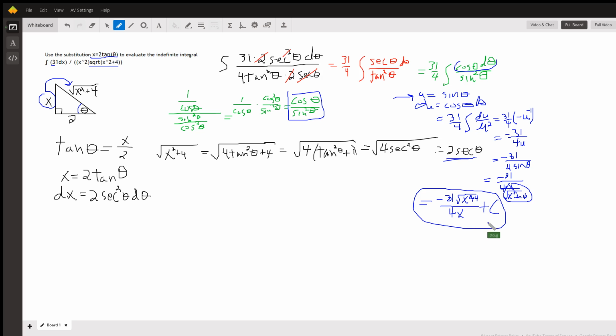And then finally, don't forget the constant of integration. Now, if we took the derivative of this using the quotient rule, we would get this right here. So this is indeed an antiderivative of that original expression. There you go. Hope that helped. That's an example of trigonometric substitution to eliminate a radical as the sum of two terms.